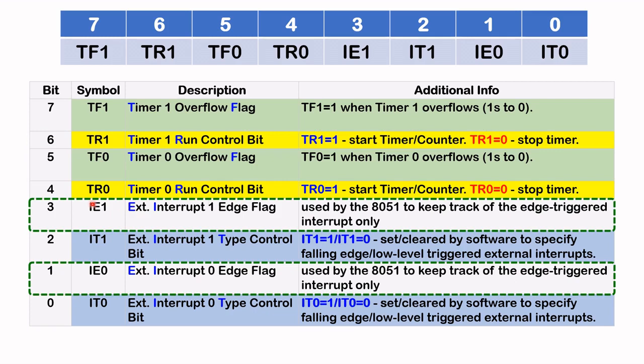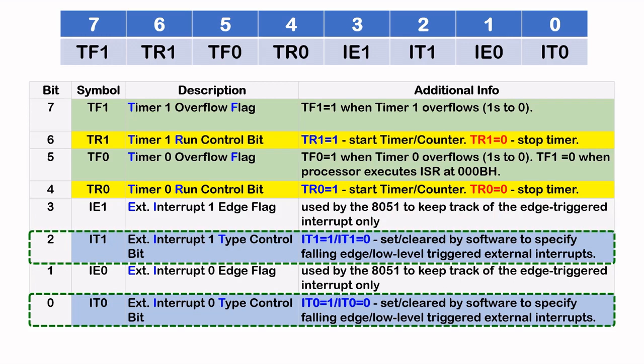And the IE, the external interrupt edge flag, IE1 and IE0, basically this is used by the 8051 to keep track of the edge trigger interrupt only. And then finally we have the external interrupt type control. So IT1 is for timer 1, IT0 is for timer 0.